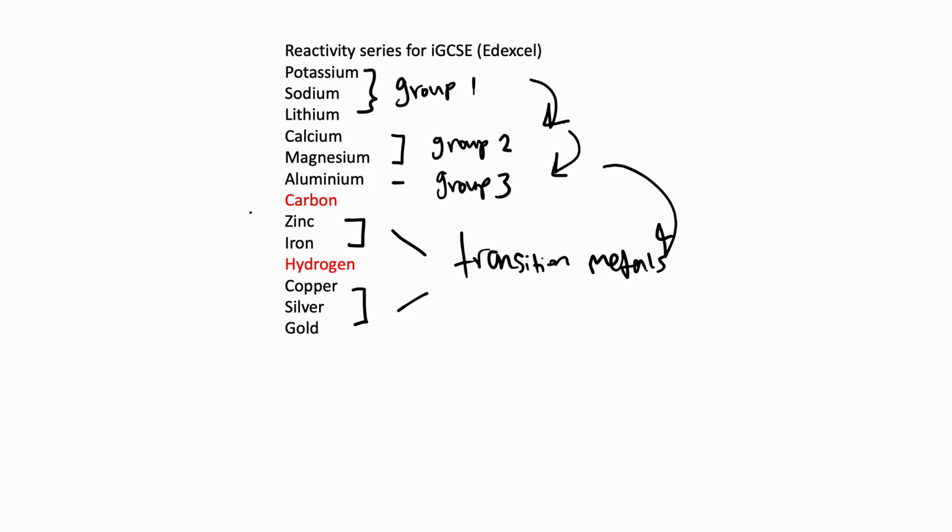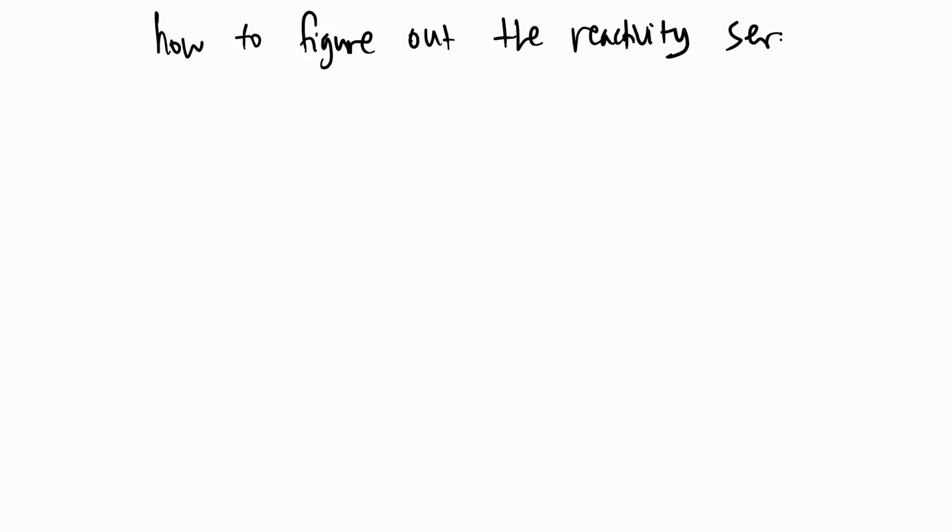And carbon and hydrogen, as aforementioned, are non-metals. So for your GCSEs, you need to know how to figure out the reactivity series. By that, I don't mean just getting a list of elements and calculating the reactivity. There's actually an experiment that you need to do. That's why I was saying you can't calculate it, because you need to do an experiment. In your GCSE exam hall, you're not going to be there with a bunch of elements doing experiments to find it out, are you?